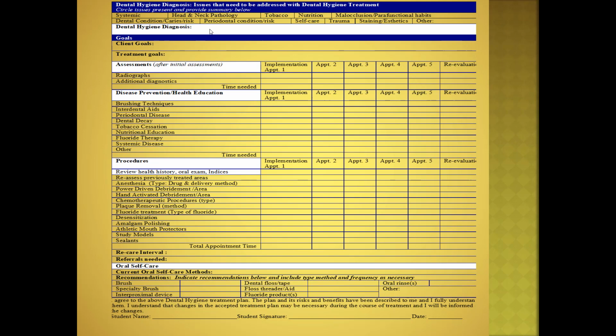So if caries are an issue, then I should see a treatment plan that is reflecting that with preventative strategies for the patient. So basically, that's a dental hygiene diagnosis, and it will take lots of practice, and soon you will be very comfortable with that.